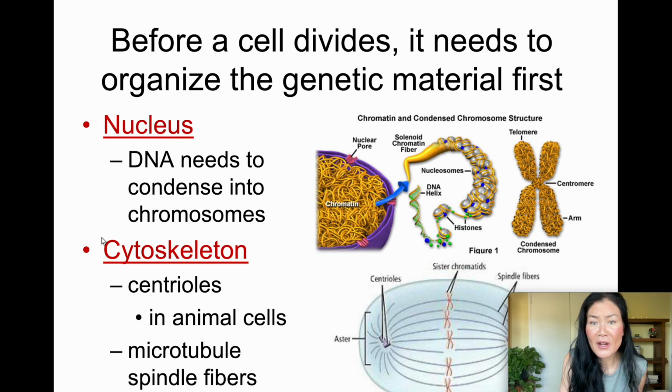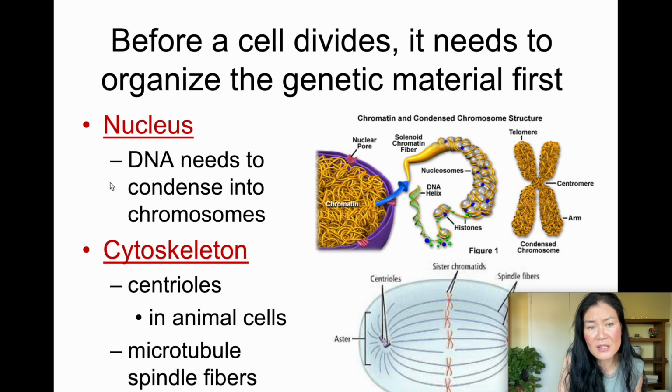Before a cell divides, it needs to first organize the genetic material. We need to ensure that when a cell divides and forms 2 new cells, the 2 new cells have the exact same genetic material copied. And so we need to talk about the nucleus and the cytoskeleton.